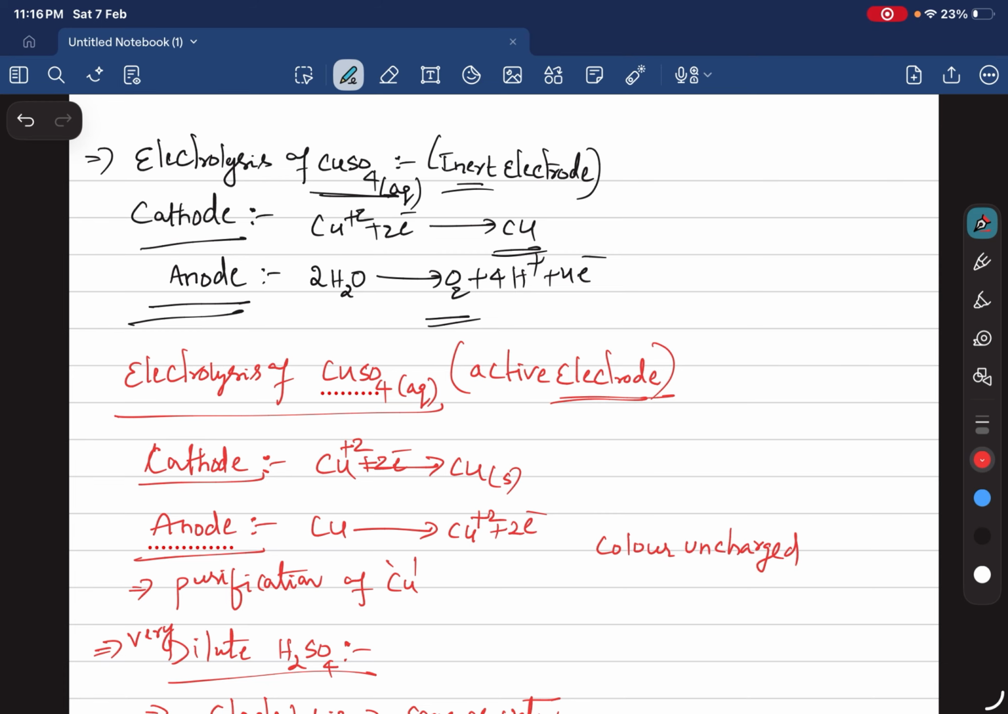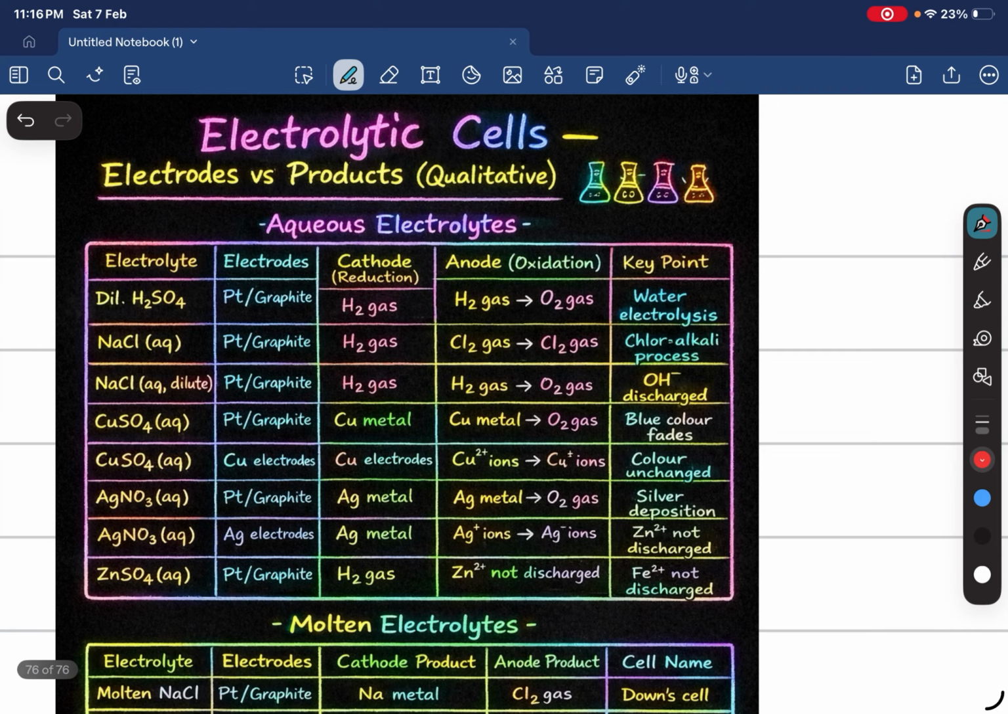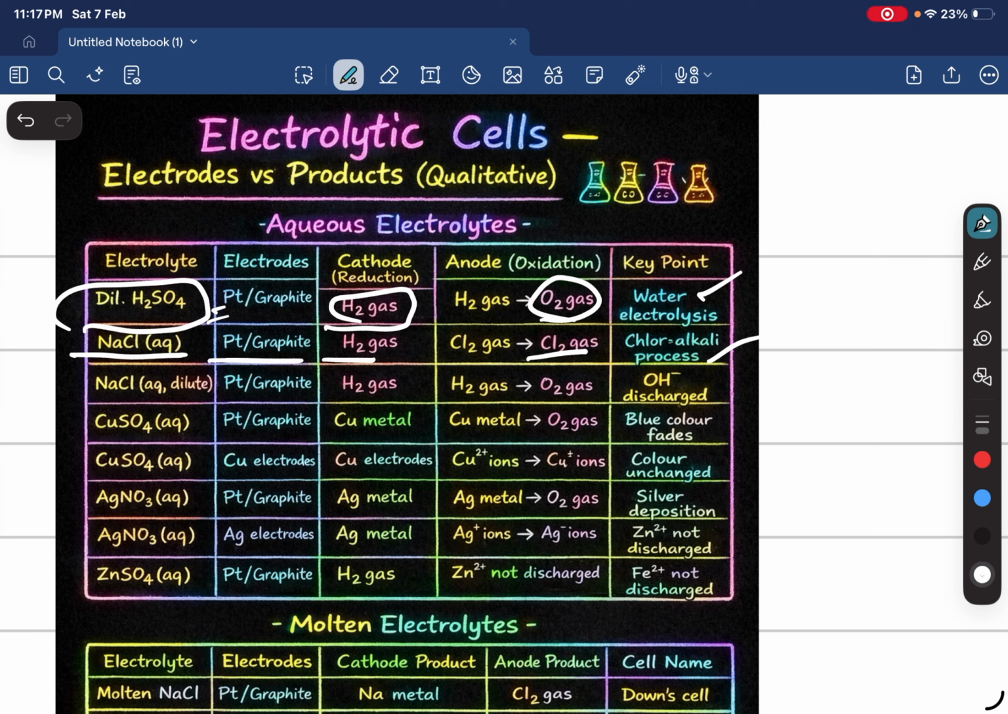Now I am going to show you many more electrolytic reactions. These are the reactions: electrolytic cell, electrodes versus products, qualitative analysis. So dilute H2SO4 if you take with platinum electrode, H2 gas at cathode and O2 gas at anode. So it's the same as water electrolysis. Aqueous NaCl we have discussed, some we have not discussed. Pt electrode, H2 and Cl2 gas. This is called the chloralkali process.